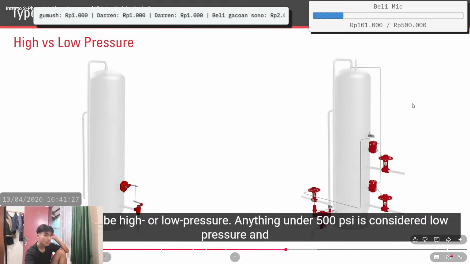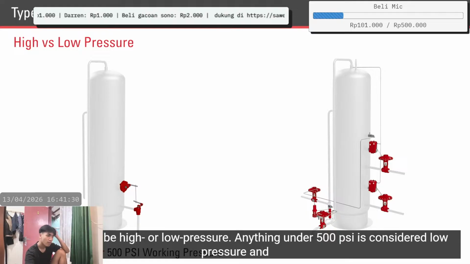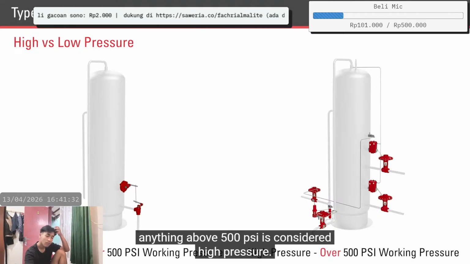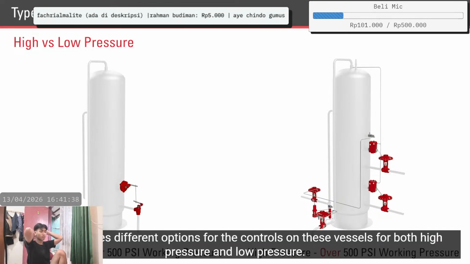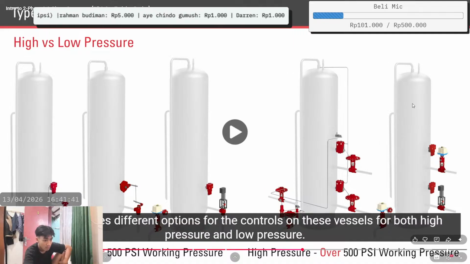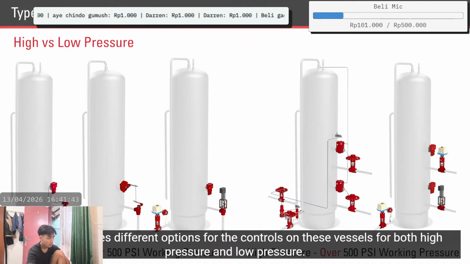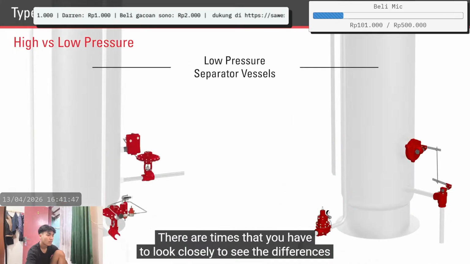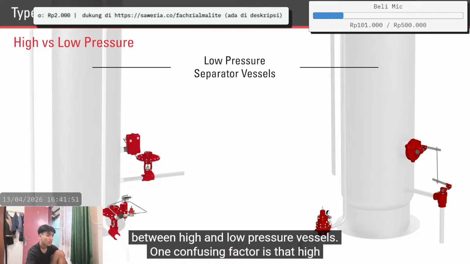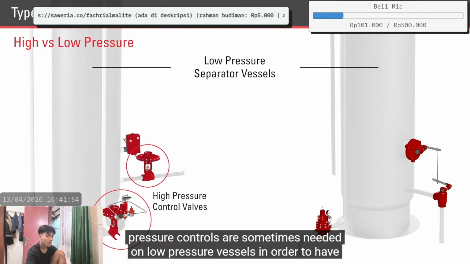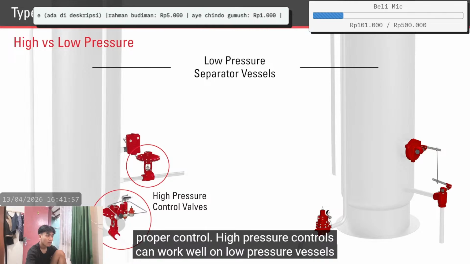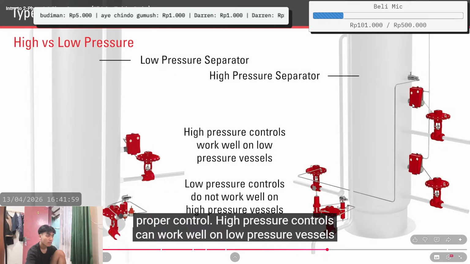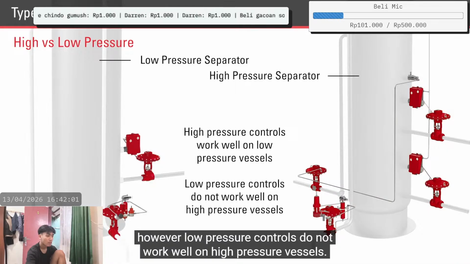Separators can be high or low pressure. Anything under 500 psi is considered low pressure, and anything above 500 psi is considered high pressure. Kimray provides different options for the controls on these vessels for both high pressure and low pressure. There are times that you have to look closely to see the differences between high and low pressure vessels. One confusing factor is that high pressure controls are sometimes needed on low pressure vessels in order to have proper control. High pressure controls can work well on low pressure vessels. However, low pressure controls do not work well on high pressure vessels.